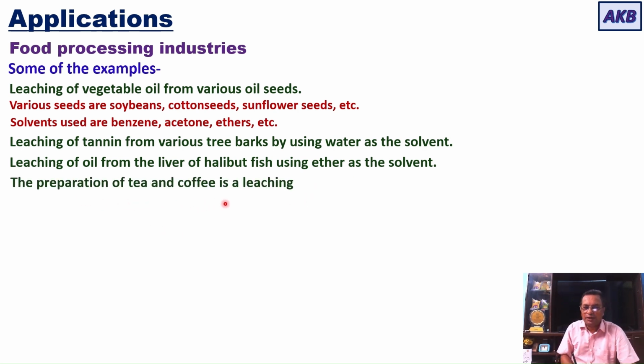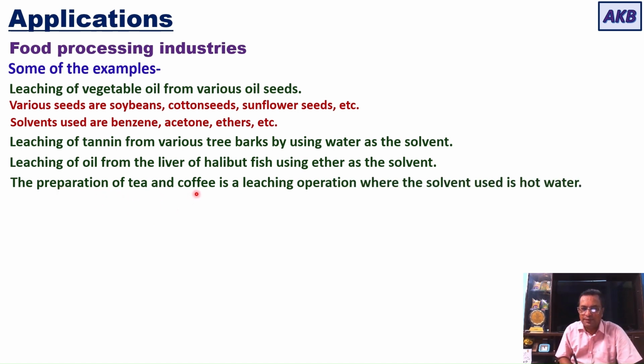The preparation of tea and coffee, our household example. The preparation of tea and coffee is a leaching operation. And what is the solvent used in this case? The solvent used is hot water. So it is a household example of leaching, the leaching operation that is carried out in every house of our country, where the solvent used is water.